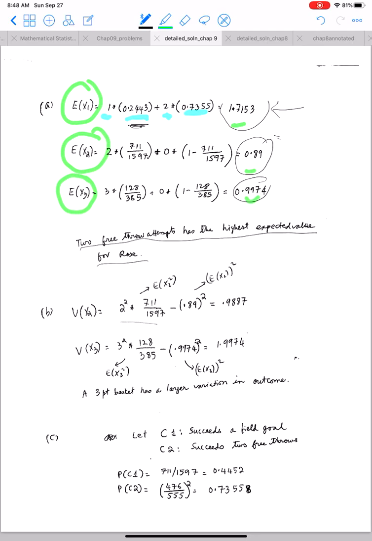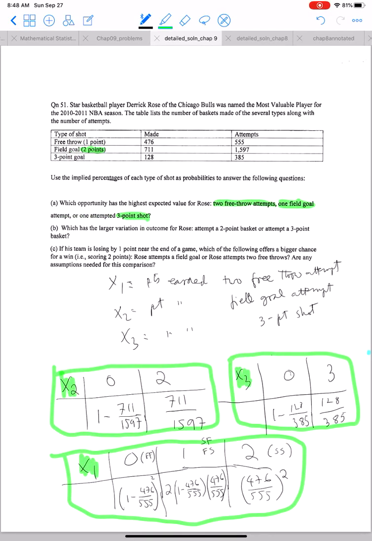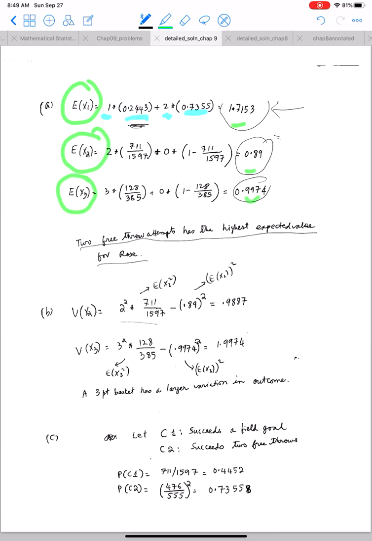That's what I have. Next, which one has the larger variation in outcome, a 2-point basket attempt or a 3-point basket attempt? So I have to find the variance of those two. So variance of x2 is what? Expected value of x2 squared minus expected value of x2 whole square. What is expected value of x2 square? It shall be 2 square times this. We do not include the 0 there because 0 is 0, minus expected value of x2 whole square, which is 0.89 square.